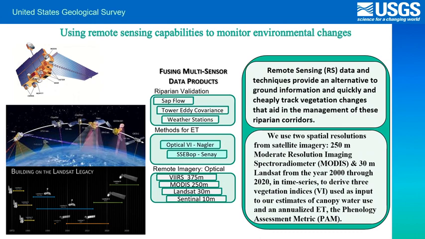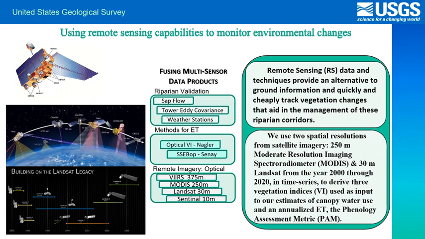We're using NASA imagery. We have Landsat, MODIS, and VIIRS. We pulled in the European Sentinel data as well in some areas to get at this narrow riparian corridor. Remote sensing data and their techniques are able to provide an alternative to ground information and quickly and cheaply track vegetation changes that aid in the management of these riparian systems.